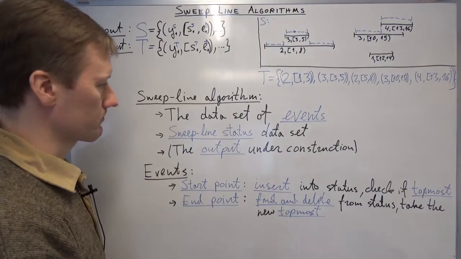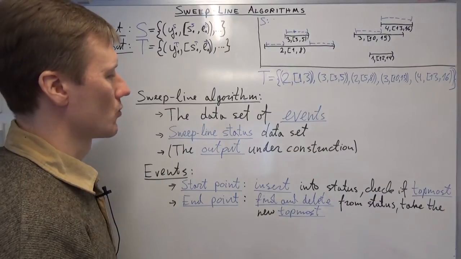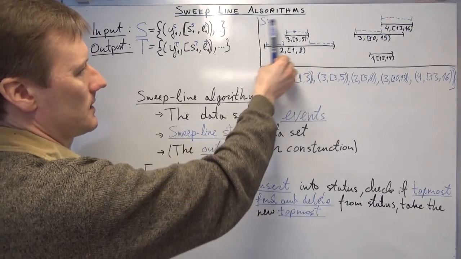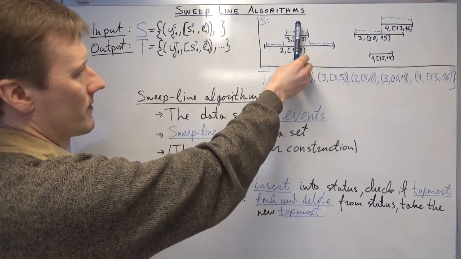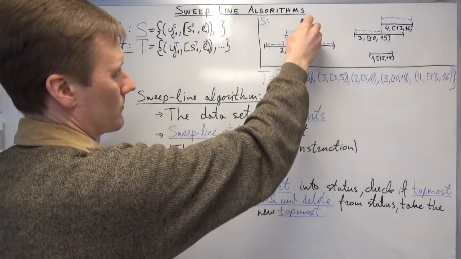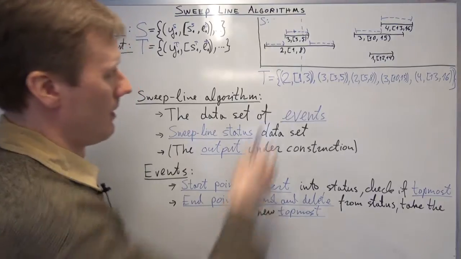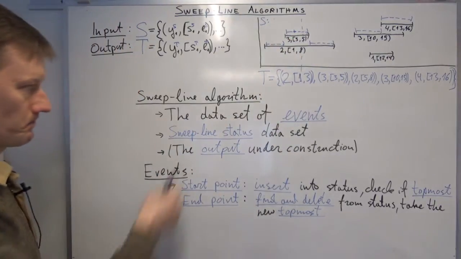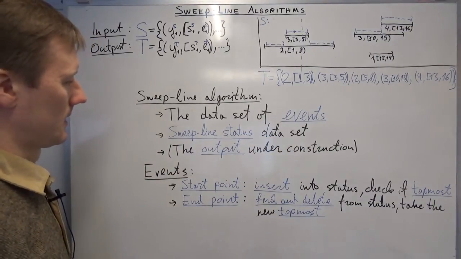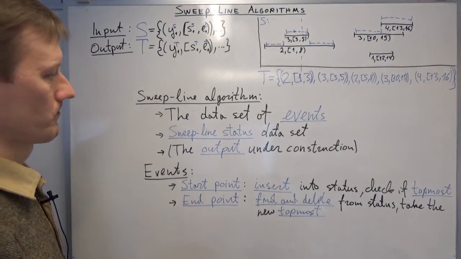Then the next data set that we need to maintain is the sweep line status data set. In this case, it's natural to have the sweep line status data set as the data set of intervals that intersect the vertical sweep line as the algorithm progresses. So for example, at this point, these two intervals should be in the sweep line data set. And finally, we will have a data set that we construct the output.